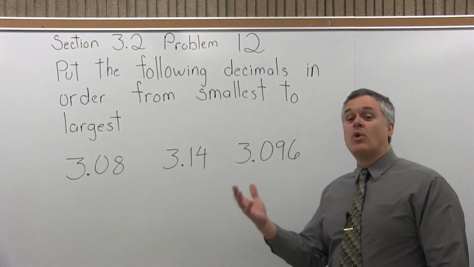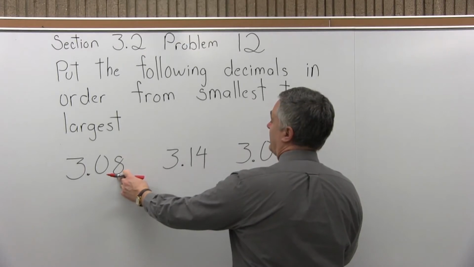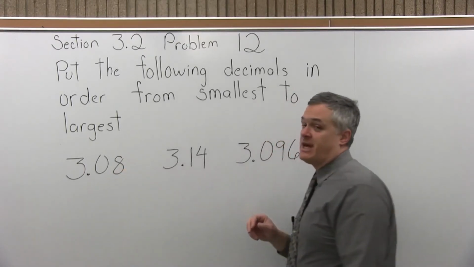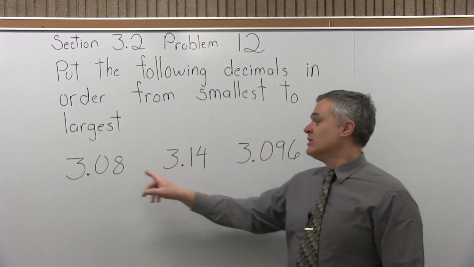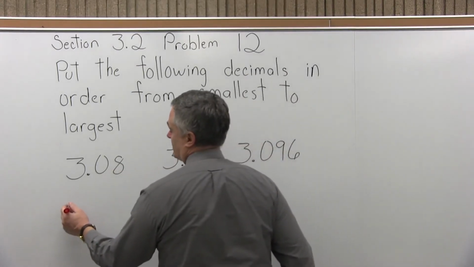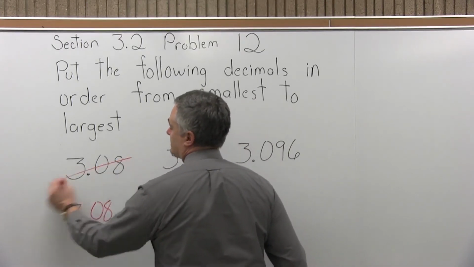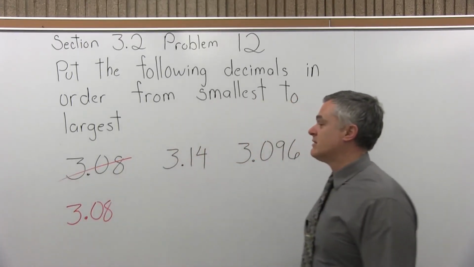So now I'm going to move one more position to the right. Now I'm comparing an 8 and a 9. Now, clearly 8 is smaller than 9, so the smaller value, the one with the 8, is 3.08. So that's the smallest of the three decimals. 3.08. I'll write that one first, and now I'm done with 3.08.